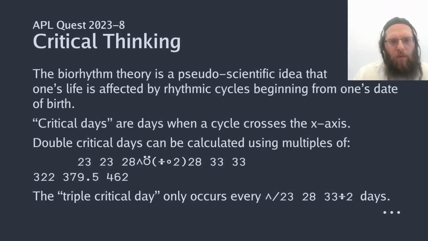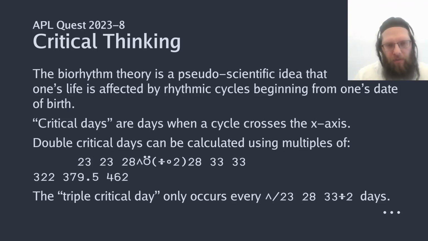Hi, we are going to compute the next double critical day according to this biorhythm thing. All it means really is that we have 3 cycles of 23, 28, and 33 days, and if 2 of them meet each other, then it's called a double critical day. We start counting from a birthday, and then it has to be the first time they meet. Any 2 of them meet after a given date, supposedly like today's date.